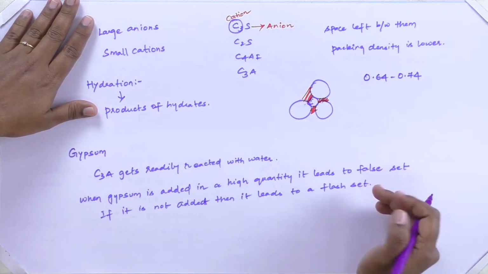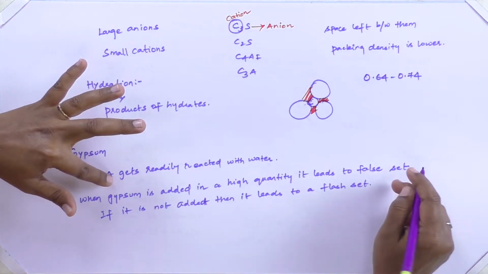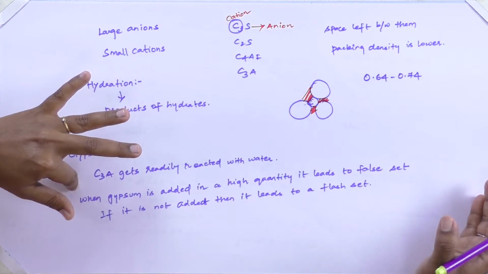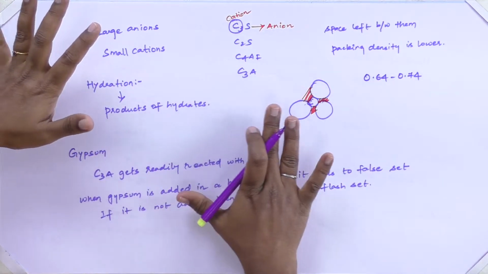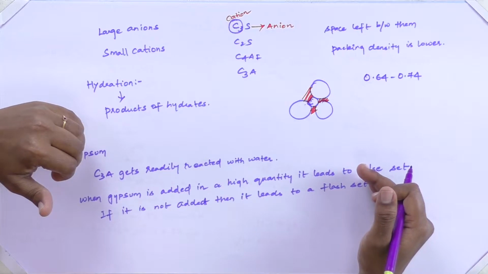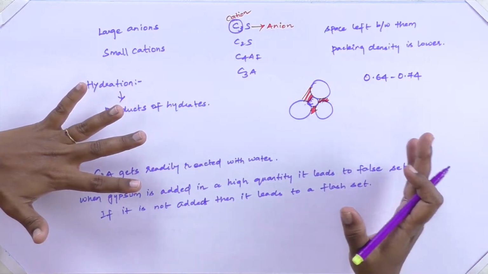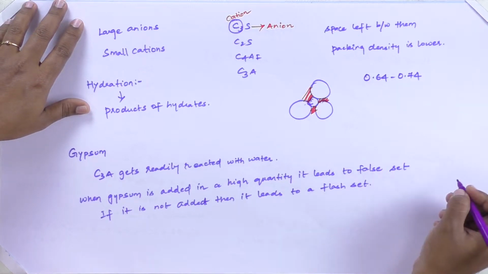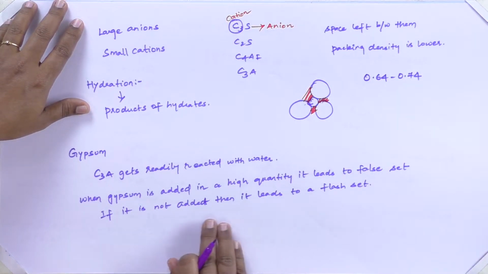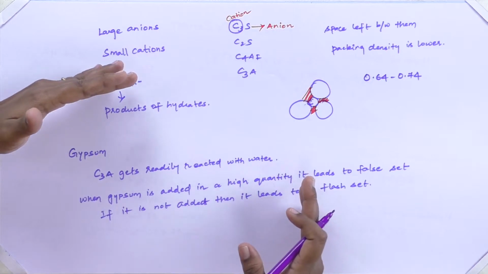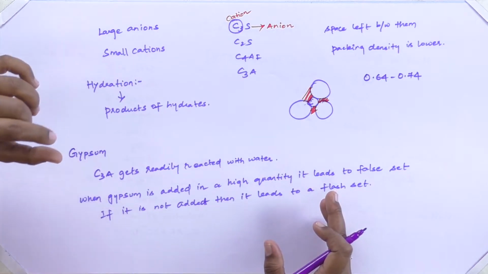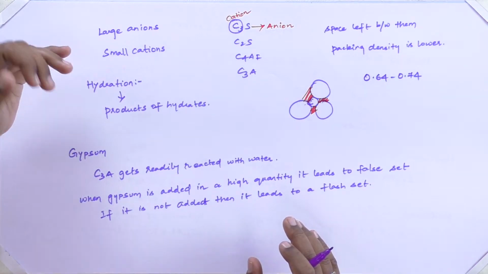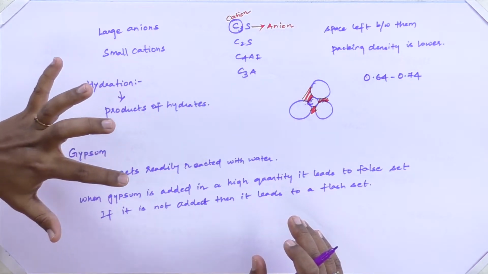That is, when it is added in a high quantity, the gypsum itself will react with water and form a stable compound. That means the other compounds will not be able to react with water. Gypsum itself will react with water and form the end compound, a stable compound. And even if it is not added, then C3A readily reacts with water because of its greater heat of hydration, and it does not allow the other compounds to react with water.